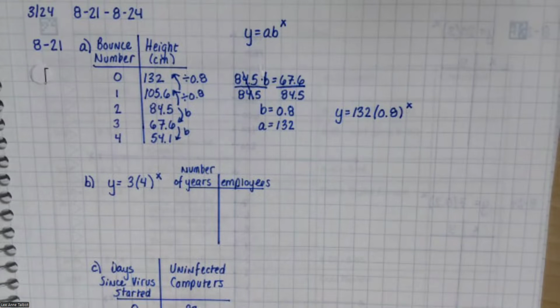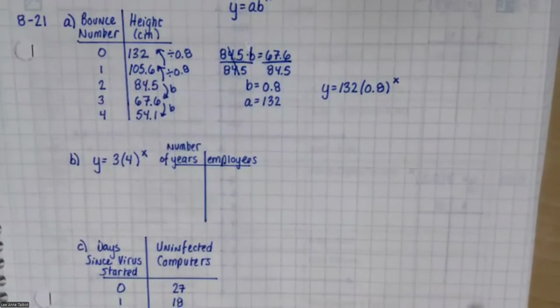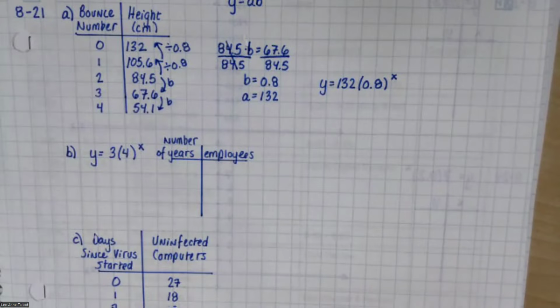Okay, before we move on, are there any questions about where I got any of the numbers from or how I did anything? So remember, multiplying goes down the table, dividing goes back up the table. Is this easier than triangles? No? Yes? I like it. Okay, now let's look at B.